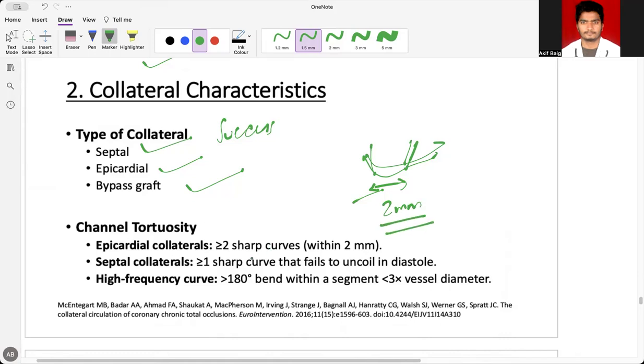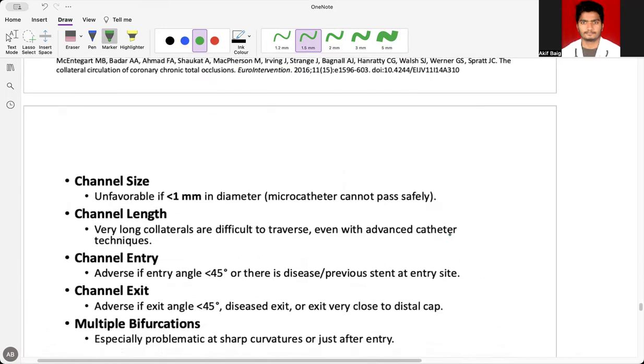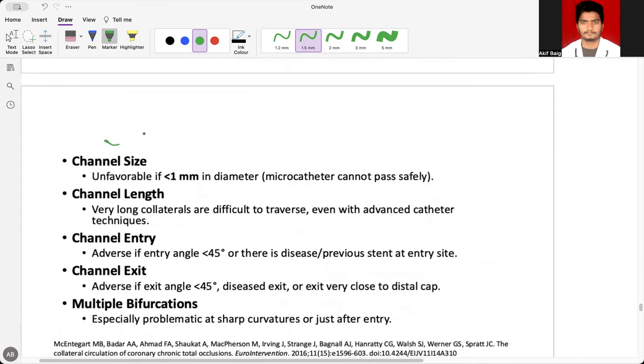Septal collaterals: if there is more than one sharp curve that fails to uncoil in diastole, that also, and a higher frequency curve, a more than 180-degree bend within a segment of less than 3 times the vessel diameter, also has high chances of failure. Channel size should usually be at least more than 1 millimeter, because a microcatheter cannot pass safely if it is less than 1 millimeter.